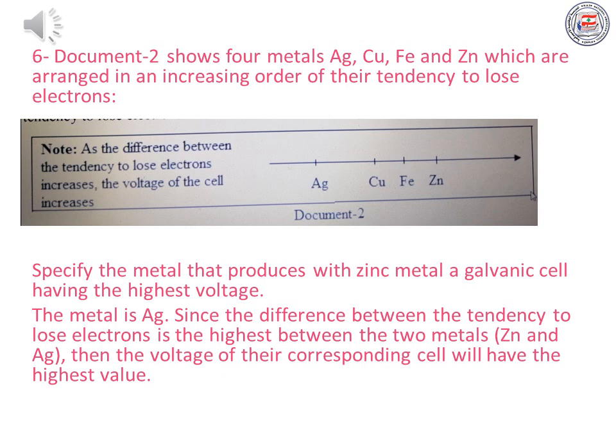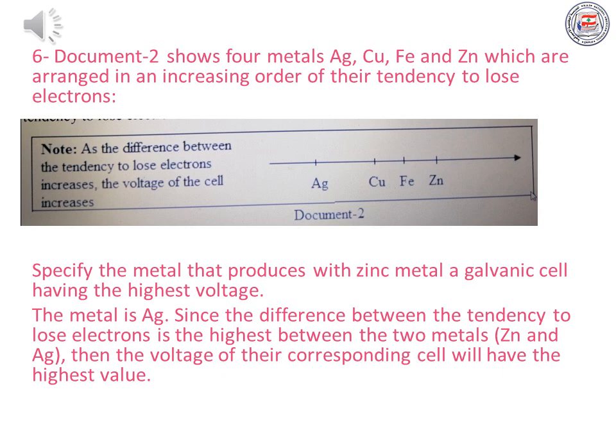Number 6. Document 2 shows 4 metals, Ag, Cu, Fe and Zn, which are arranged in an increasing order of their tendency to lose electrons. The question is, specify the metal that produces with zinc metal a galvanic cell having the highest voltage. According to document 2, as the difference between the tendency to lose electrons increases, the voltage of the cell increases. So the metal is Ag.